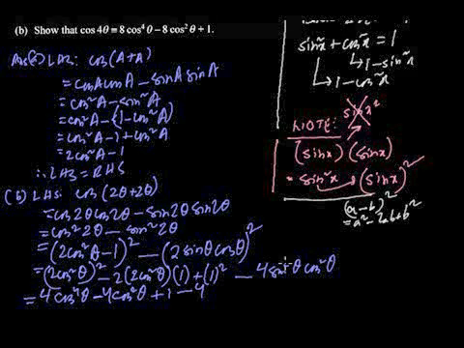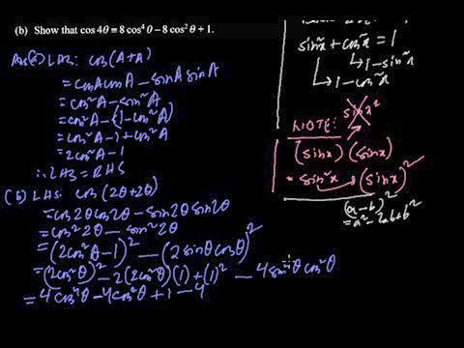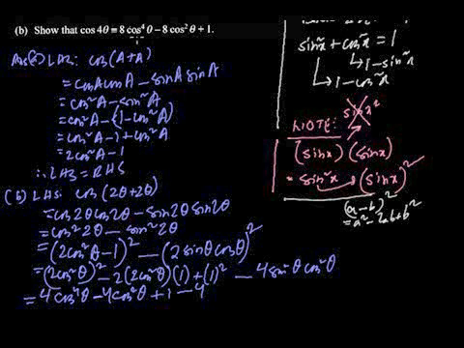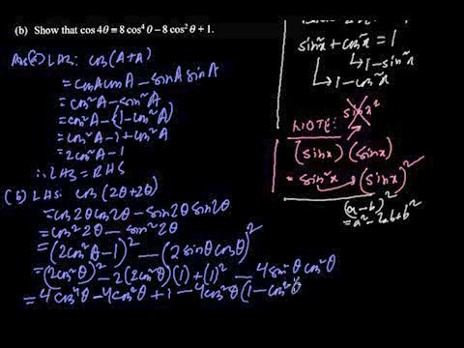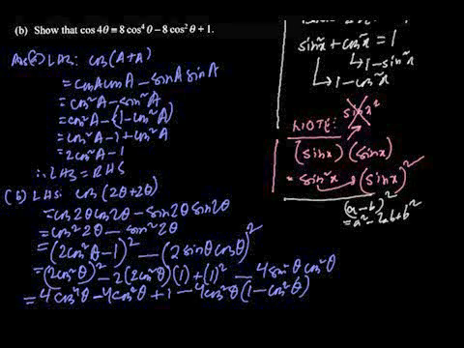Now everything is fine except for this sin squared theta, so we have to make it cos squared theta, because in our proof the identity has to be completely in terms of cos. So we know that instead of sin squared we can write 1 minus cos squared. Let me write the cos squared theta ahead, and instead of sin squared theta, let me write 1 minus cos squared theta. So what do we get now?